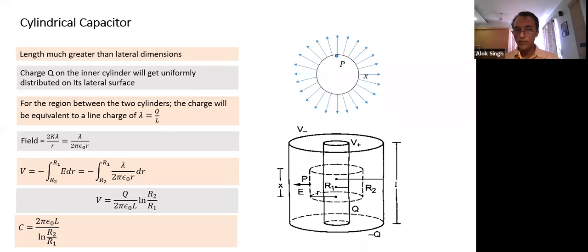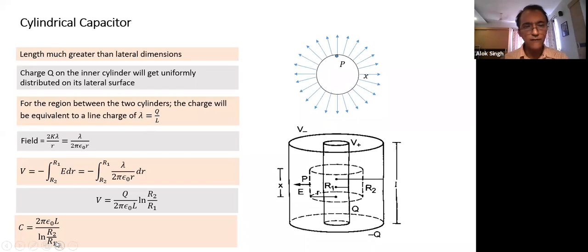Since the ratio of radii is the same, both will have the same capacitance if the length is the same. That's what this means. So in terms of radii, what does it depend on? It depends on the log of the outer radius divided by the inner radius. That's what the formula is.